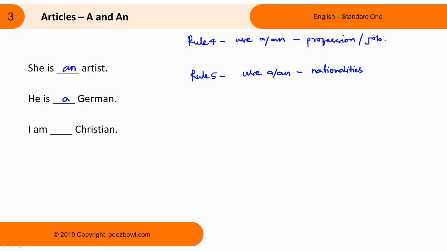My next example is, I am dash Christian. We have rule number 6. Use A or N with any religion. For example, I am a Hindu. I am a Christian. So in this example, we will have, I am a Christian.